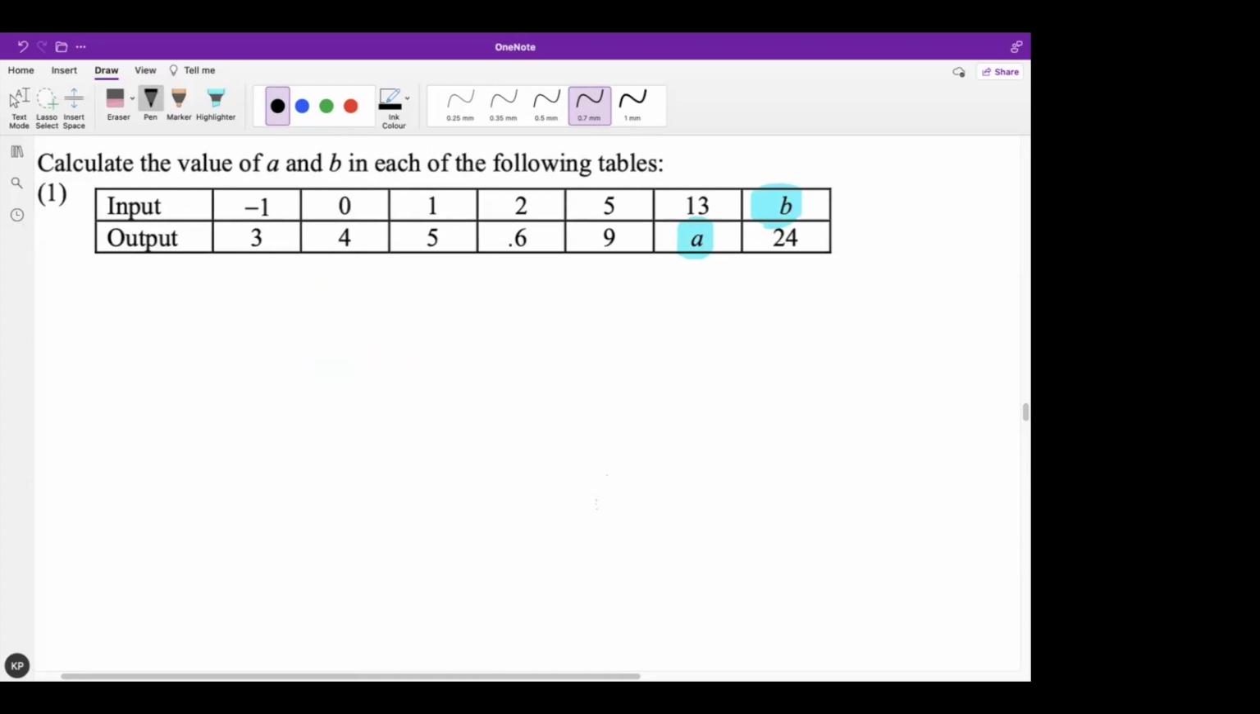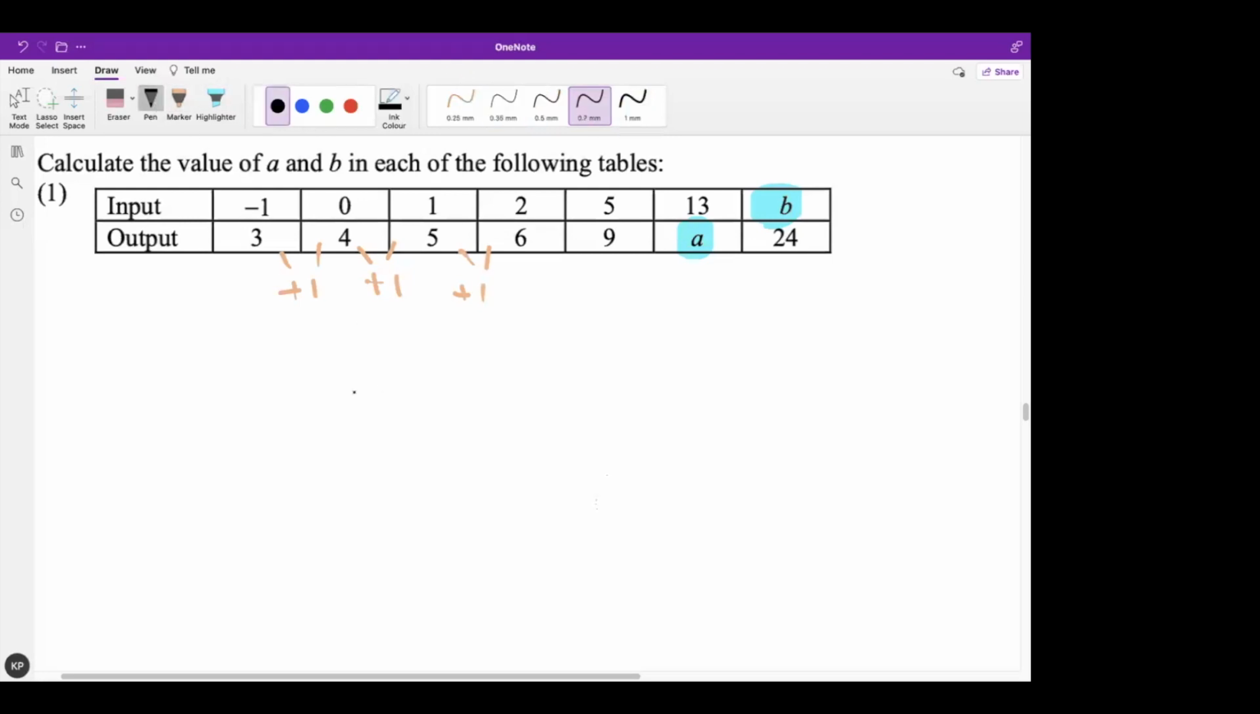3, 4, 5, 6. You can't work with 2 to 5, right? That's misleading. So you only can work with the ones that are next to each other. So 3, 4, 5, and 6. What are we adding? This is a very easy one. We are adding 3 to 4 to 5 to 6. There we go. Adding 1. Plus 1. Plus 1. Plus 1.